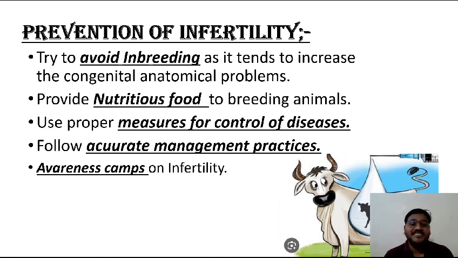And the third factor is measures for the control of diseases. You should take preventive measures for diseases. Dangerous diseases like brucellosis and other diseases like mastitis will contribute to infertility, so it is very necessary to take measures for the control of these diseases. And the fourth one is accurate managemental practices. This is very important, as we can see that our Indian farmers' managemental practices for cattle are very poor. Unless you provide good managemental practices, it is very difficult to manage infertility. And the last one is awareness camps on infertility.